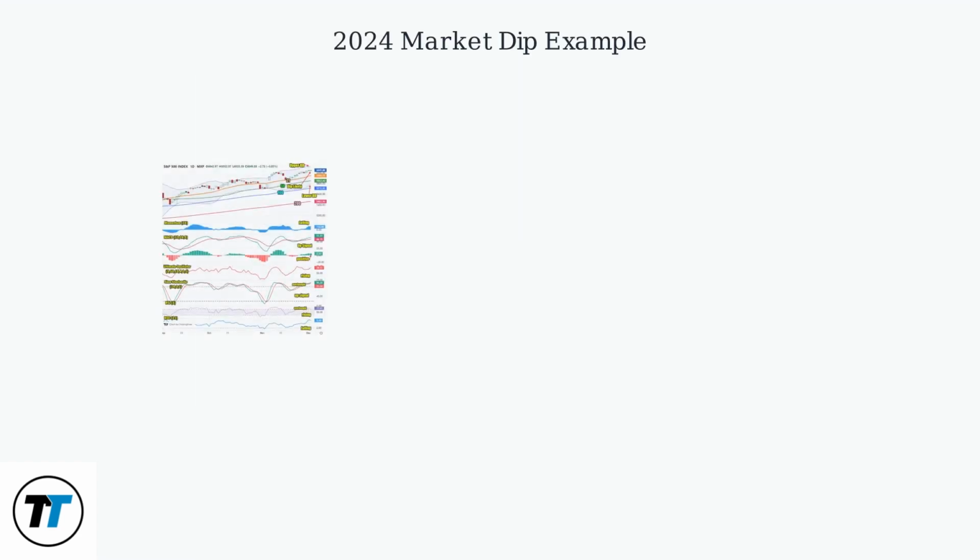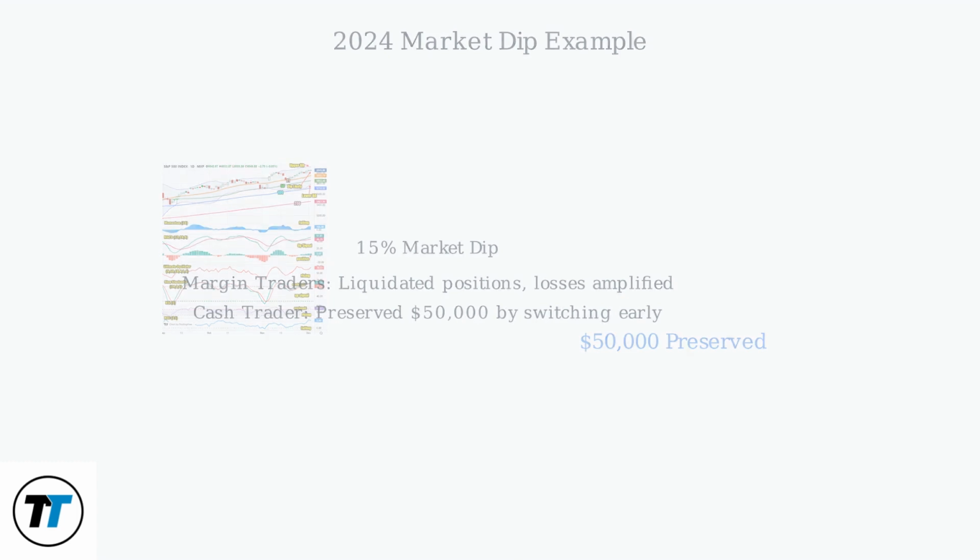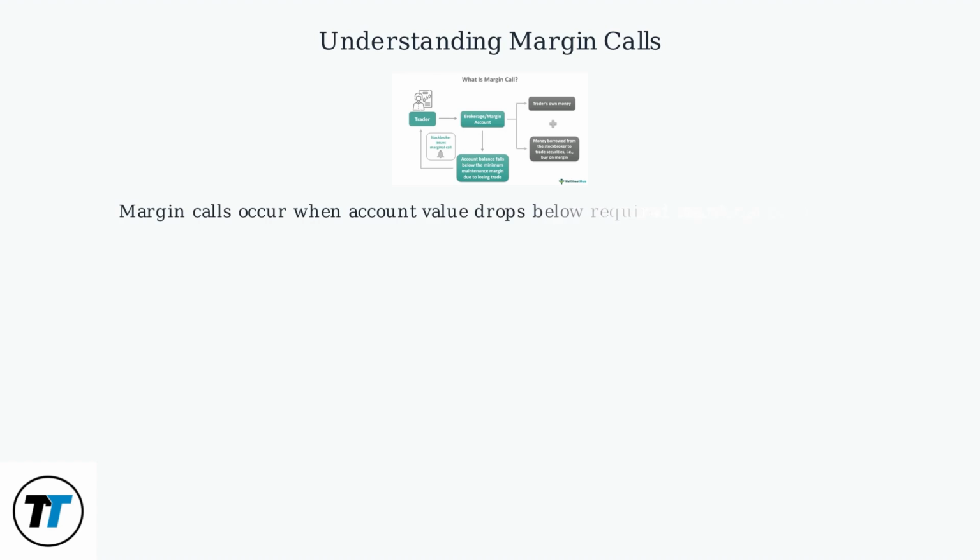A real example from the 2024 market dip illustrates this contrast. Amid a 15% decline in major indices, margin traders faced forced liquidations as their accounts fell below maintenance margins, amplifying their losses. However, a trader who switched to a cash account beforehand preserved their $50,000 investment, avoiding the liquidation that margin users experienced. To understand why this happens, consider how margin calls work. When the value of securities in a margin account falls below the broker's maintenance margin requirement, the broker issues a margin call, requiring the trader to deposit more funds or sell assets to cover the debt.